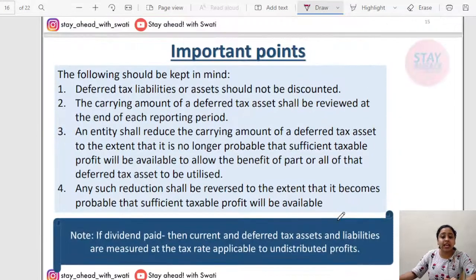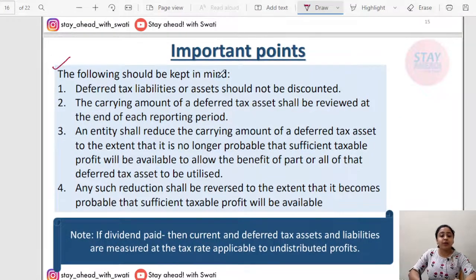Next, important points. The following should be kept in mind. Deferred tax liabilities and assets should not be discounted. This means they will be shown at the normal amount, not multiplied with any present value factor. The carrying amount of the DTA shall be reviewed at each reporting date. At every reporting date, you need to revalue, remeasure and recalculate the DTA amount, and if it needs any change, it should be adjusted.